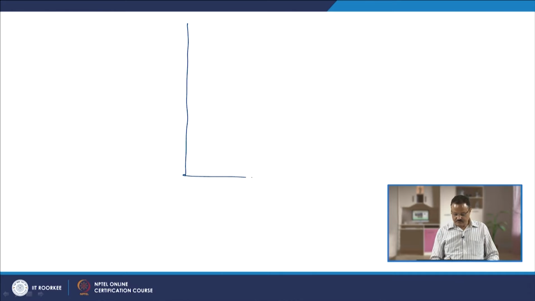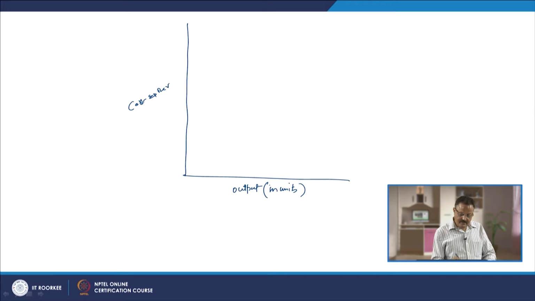So, how to prepare this break even chart or cost volume profit analysis chart, we can do it like this. You have to create a structure like this. On the x axis you have to take the output in units, and on the y axis you have to take the cost and revenue, in rupees or dollars, whatever is given to us.